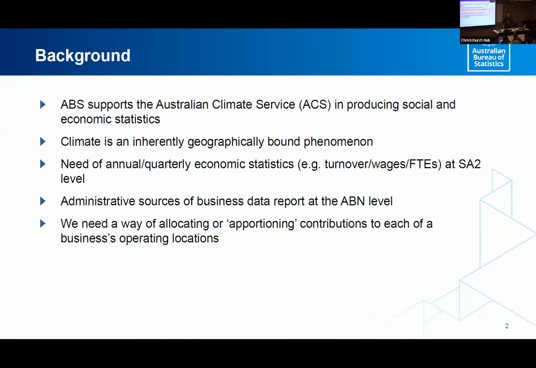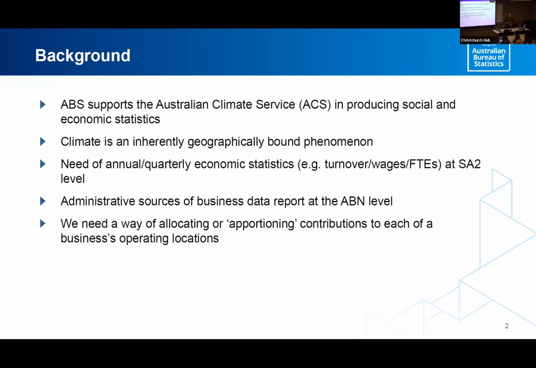So the ABS supports the Australian Climate Service by producing social and economic statistics, with the idea being that you're trying to investigate the effect that climate change has on society and our economy. Since climate is inherently a geographically bound phenomenon, what we're aiming to do is create economic statistics. So we're talking about turnover, wages, full-time equivalents at an SA2 level. So that's on average about 10,000 dwellings. Ideally, we'd like this at a frequency of annual or quarterly.